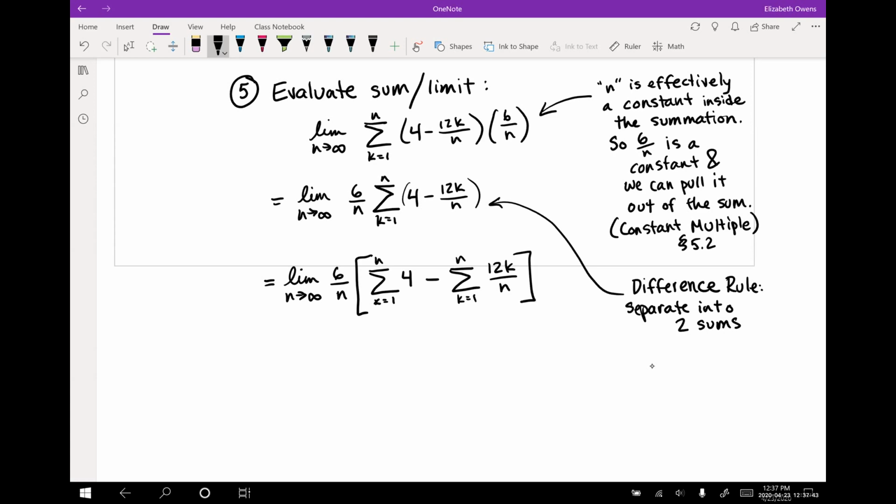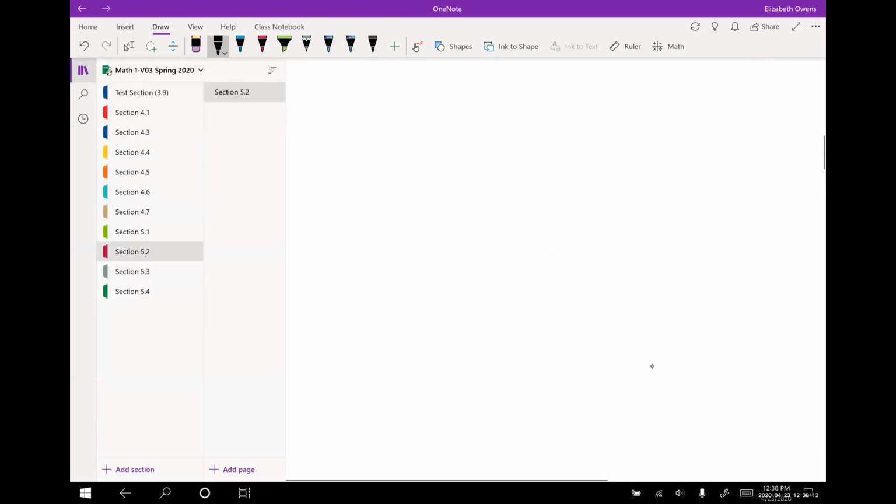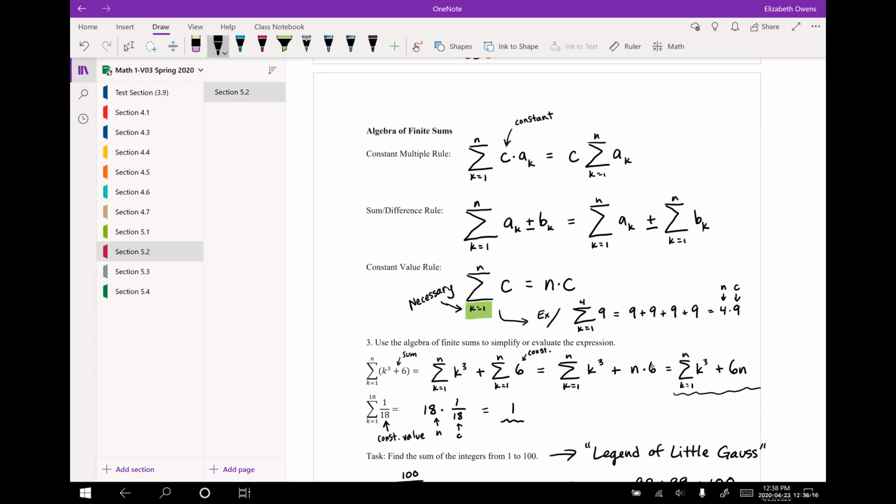Okay, so why that turned out to be nice here is that the first sum right here is the sum of just a constant value, which we have a formula for, because 4 is a constant and that's the only thing inside that summation. Constant value, which from section 5.2 was right here. Constant value rule. Notice that saying k equals 1 to n was necessary on this. Hey, section 5.3 is why we were defaulting to k equals 1 so much. So inside our sum that we're looking at right now, the c value is 4. So we get to replace that with n times 4.